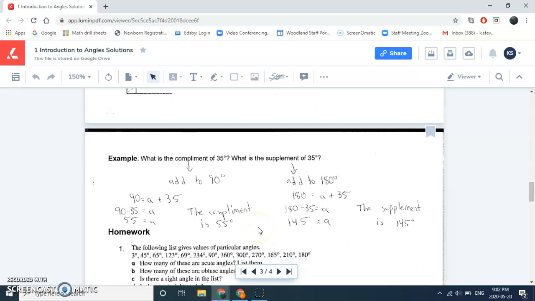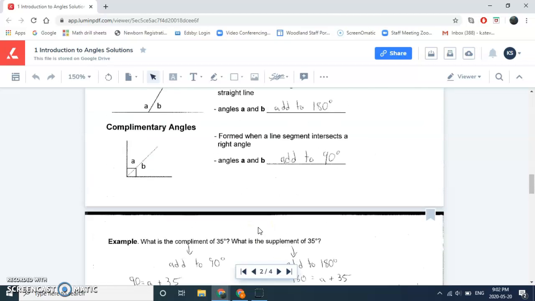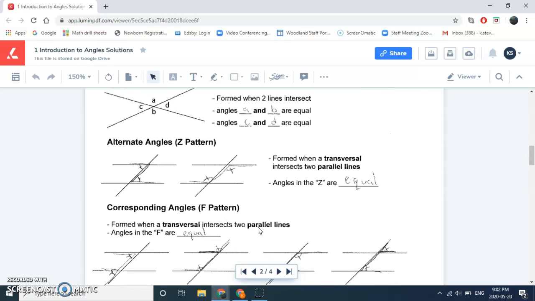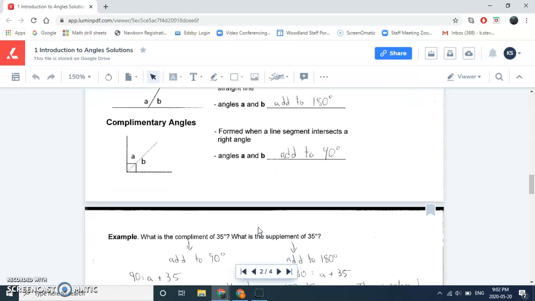Okay, so now use the charts above, and you're going to use all of these above, and you're going to answer the following questions below.